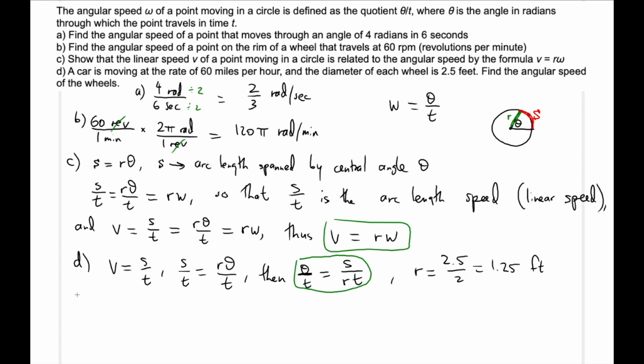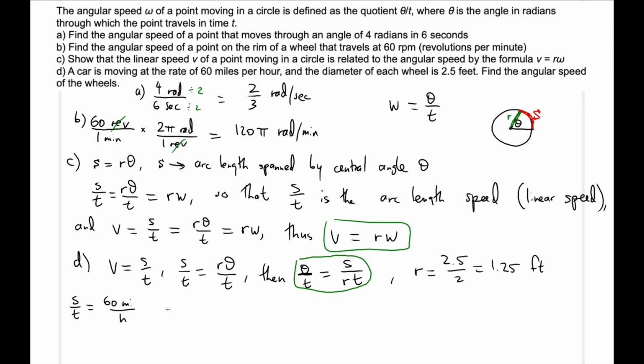So we're going to first find the linear speed. So s divided by t is what? Is 60 miles per hour. But this is not linear speed in terms of what we want, because we want to convert it to feet per minute. And why? Because you see the diameter is given in feet, right? So we have to convert miles per hour to feet per minute.